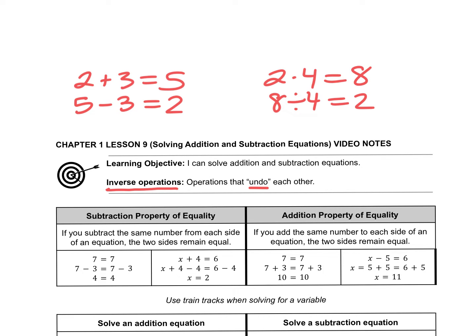So we love our properties, right? Our rules that are true for all types of situations like this. So the subtraction property of equality just says that if you subtract the same number from each side of an equation, it's going to remain equal, right? So you're just keeping it balanced. If I have 7 and 7, and I take 3 from both sides, my sides will stay the same. Same with algebra. If I have a number plus 4 equals 6, well then that same number minus 4 and 6 minus 4 will then stay true. X is 2.